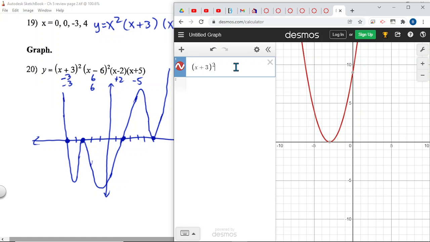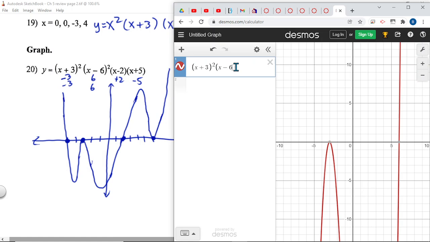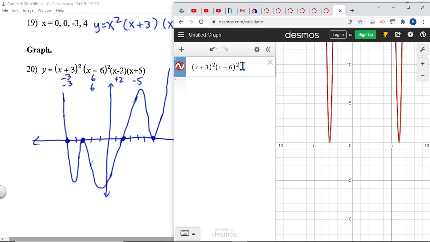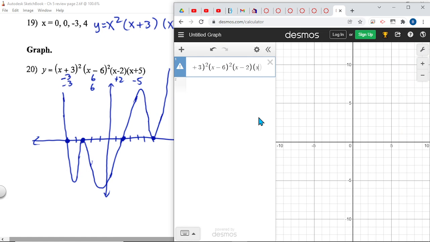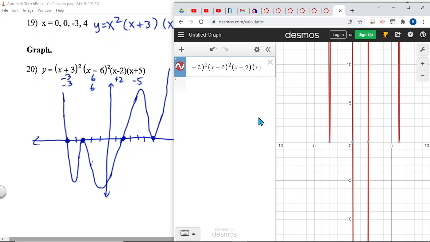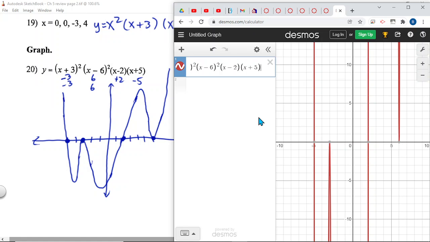Next, (x-6) squared. X minus 6. There's that. Now it's looking a little weird, but we're not done. X minus 2. And we got one more, x plus 5. Boy, this thing is swinging. What we have so far is really making some wild swings. Not surprised that it's doing that.